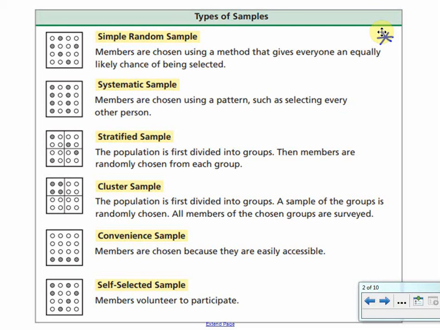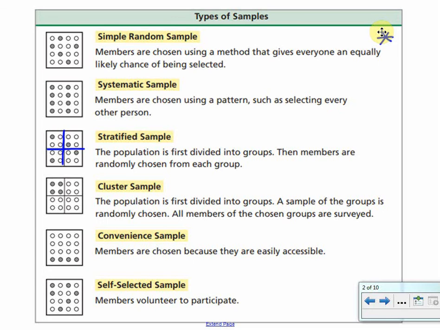Our next best would be what's called a systematic sample, where members are chosen using a pattern, such as selecting every other. This still is rather random, but not as good as a simple random sample. Next would be a stratified sample, where your population is first divided into groups, and then there are certain members chosen randomly from inside of each group. So the picture to the left here shows that my dots have been divided up into 4 sections, and then from each of the 4 sections, 1 dot is selected at random.